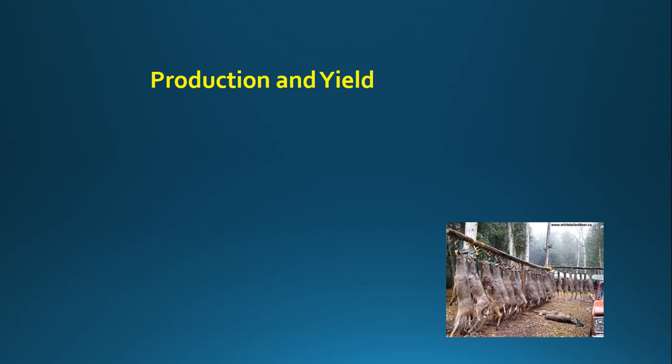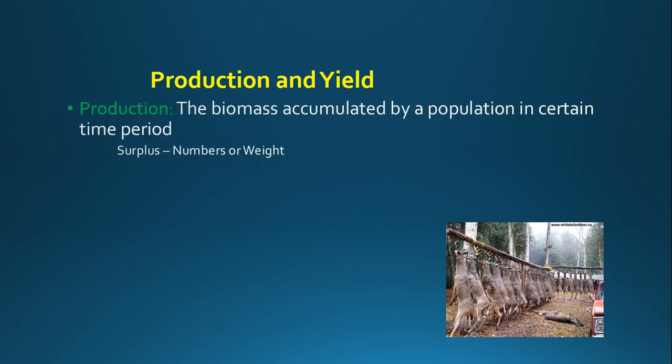You'll hear production and yield. Production refers to the biomass accumulated by a population at a certain time period. And with biomass, again, we're typically referring to fisheries management when we're talking about the pounds of fish that we have in a lake or a stream.